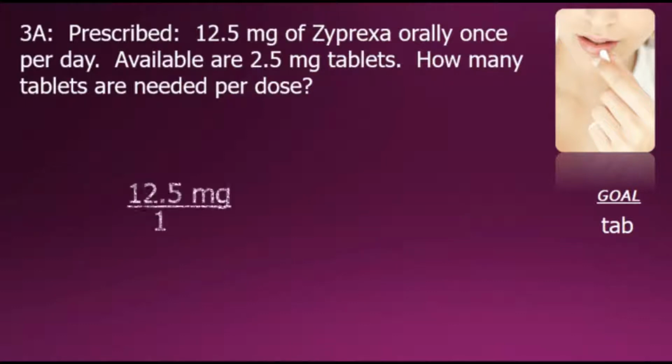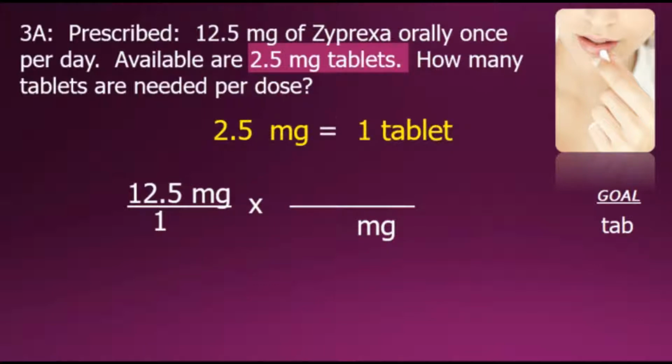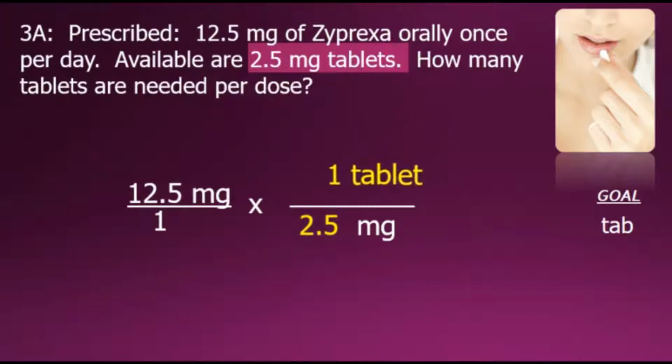Beginning with the doctor's orders as a fraction, we have 12.5 milligrams over 1. Our conversion fraction will need to have milligrams in the denominator so that we can cancel out the current unit the prescription is in. The problem gives us a relationship between milligrams and tablets shown here. Taking each value and placing it in a fraction, we now have our conversion factor that allows us to cancel out the common value in the numerator and the denominator.